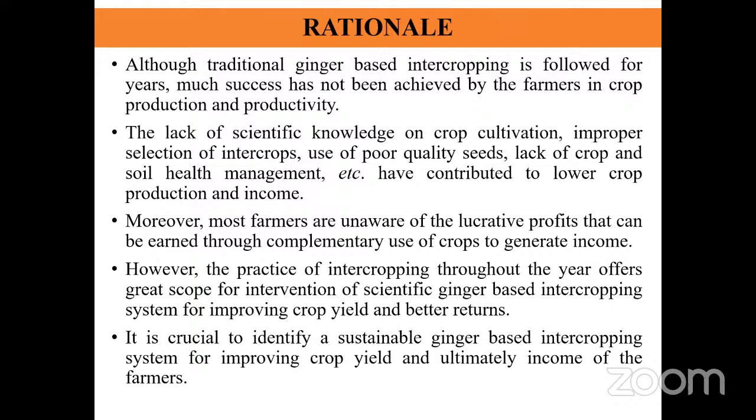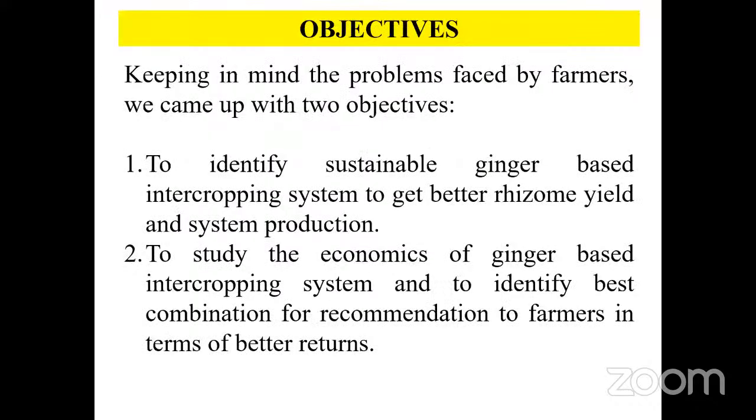There is improper selection of intercrops, poor knowledge with regard to quality seeds, and lack of crop and soil health management. Farmers are also unaware of the lucrative profits that can be earned through complementary use of crops to generate income. The practice of intercropping throughout the year offers great scope, and ginger-based intercropping system improves crop yield and returns. So it is crucial to identify a suitable ginger-based intercropping system for improving crop yield and ultimately income of the farmers.